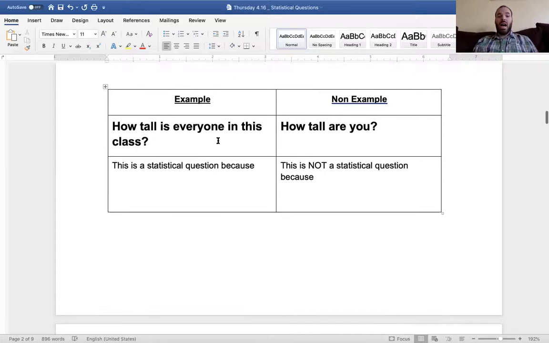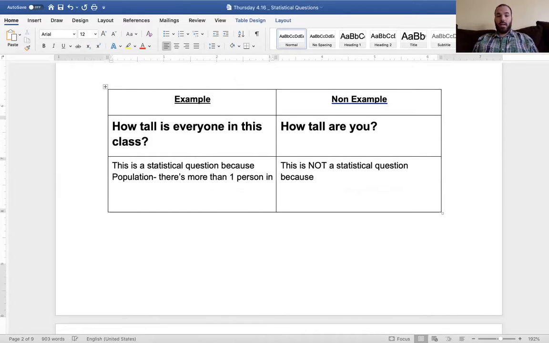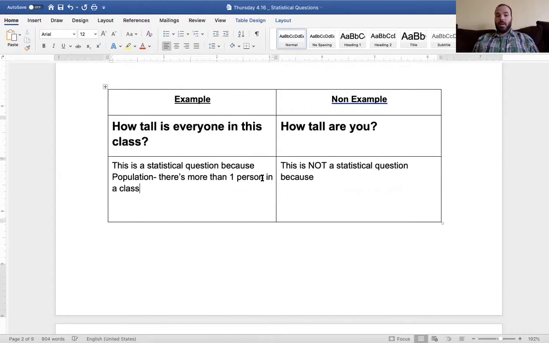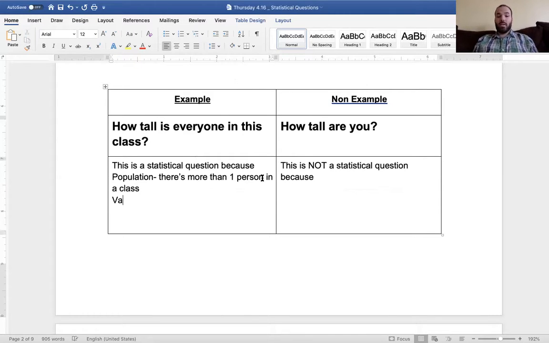Here are some examples. How tall is everyone in this class? This is a statistical question. The reason it is a statistical question is because we have a population. There's more than one person in a class. So it has a population. That's the first thing that we need for it to be a statistical question. The second thing is we need to have variance. I know that this question has variance because not everyone in the class is the exact same height.